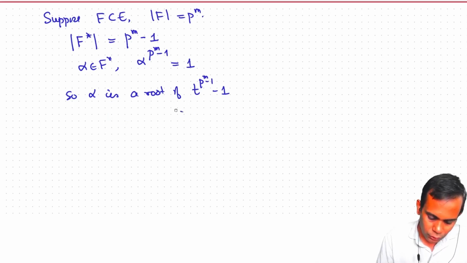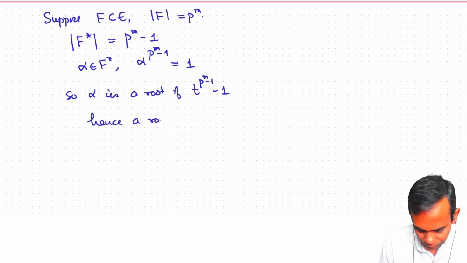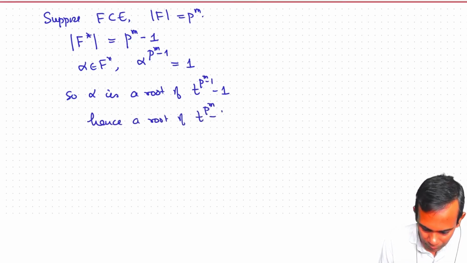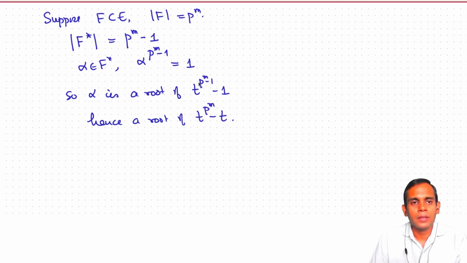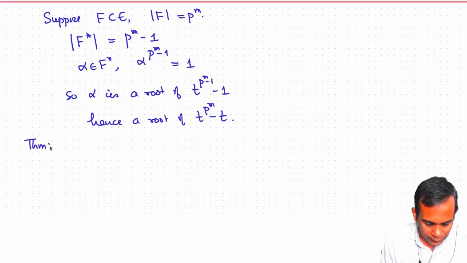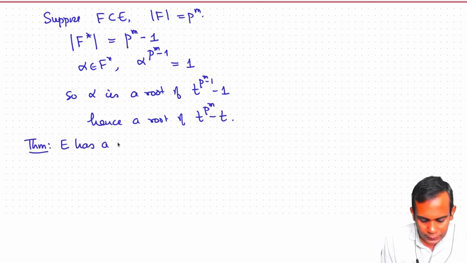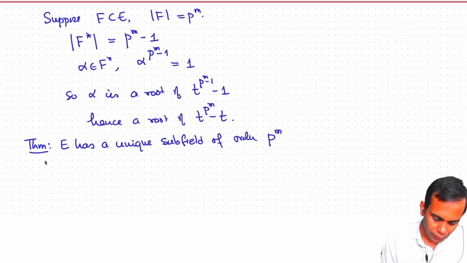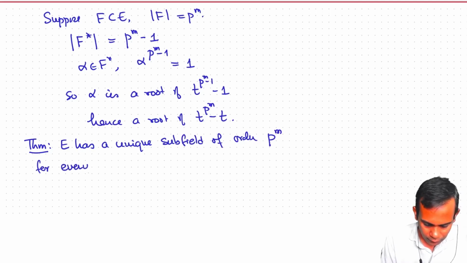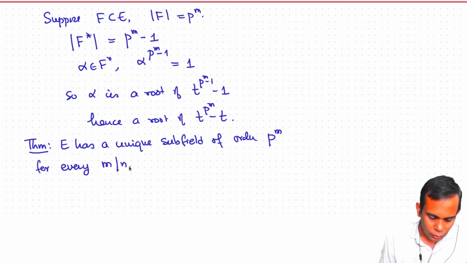So hence also a root of t to the power p to the m minus t. Now the roots of this include 0 and the roots of this polynomial. And so what we see is that the only field of order p to the m consists of roots of the polynomial t to the power p to the m minus t. And so what we have is the theorem that E has a unique subfield of order p to the m for every m dividing n.